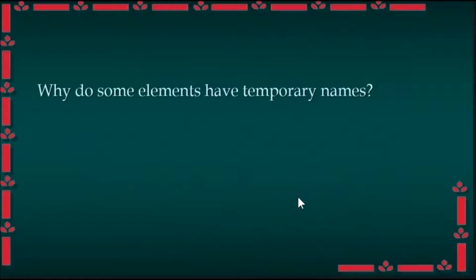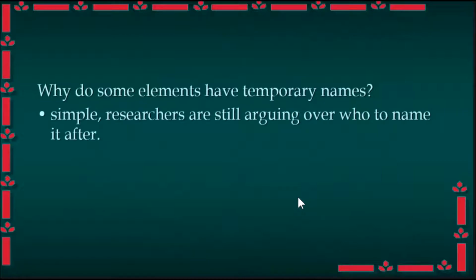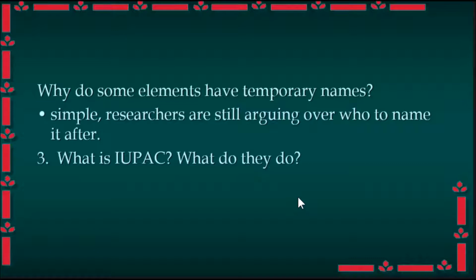Don't forget that. Why do some elements have temporary names? Because they're still arguing over them. Okay. Number 3, IUPAC. Who is IUPAC? IUPAC is Tupac Shakur's little brother. Tupac, of course, he deceived his own death. No, what am I thinking? I think I've had too much lead.